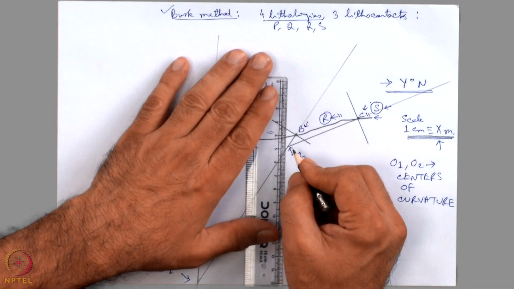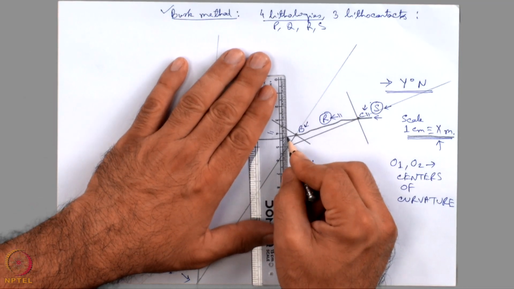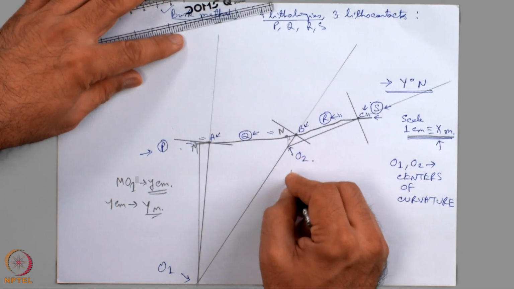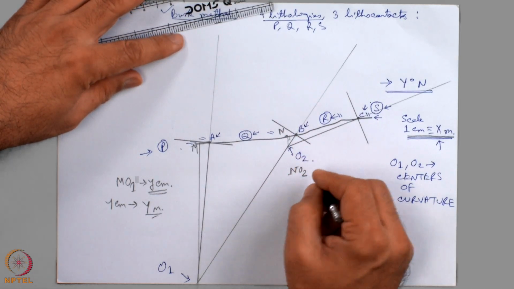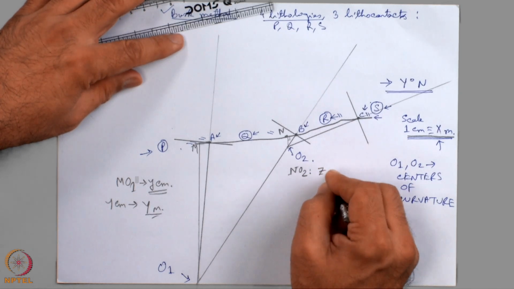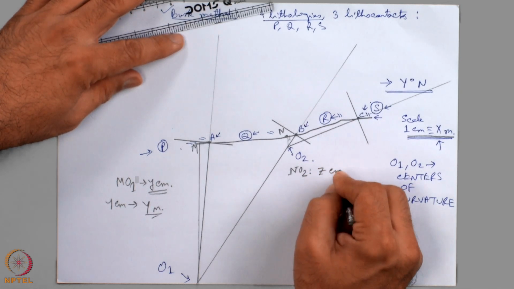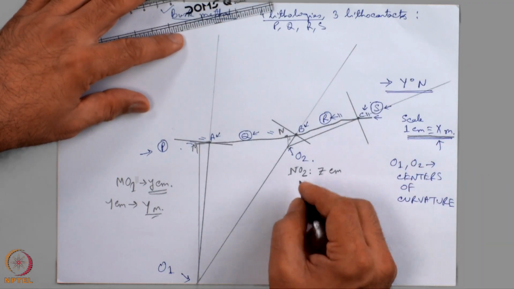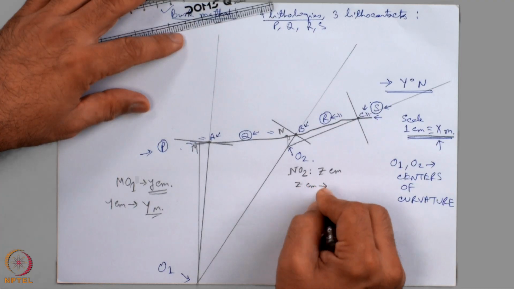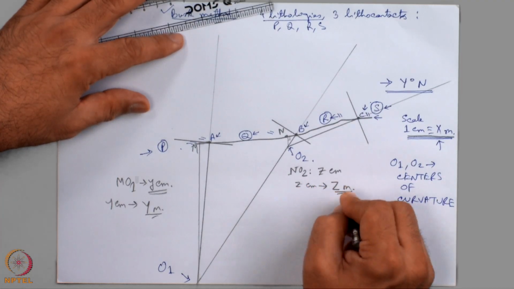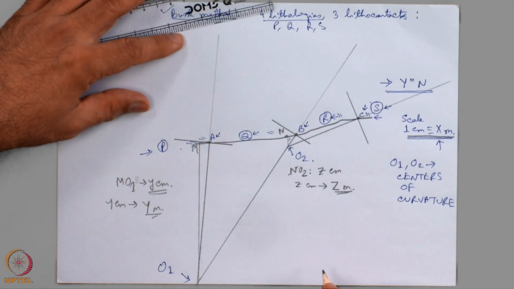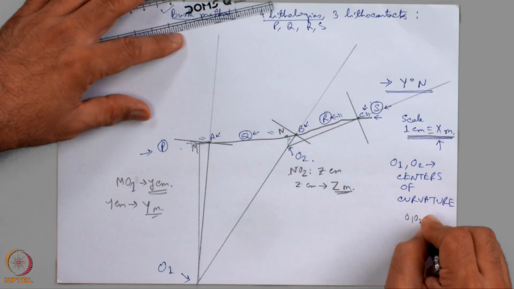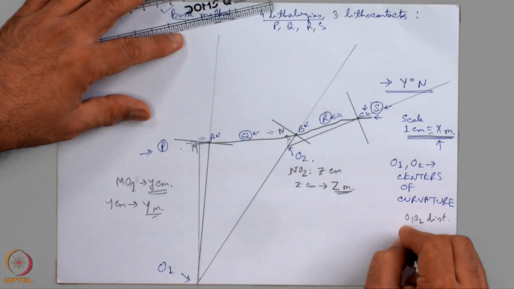From O2 I can drop a perpendicular line here and say this point is capital N, then NO2, suppose it is z centimeter, then if 1 centimeter is equivalent to x meter, then the small z centimeter is equivalent to capital Z meter. In this way the O2 depth can also be obtained, and one can also find out the O1 O2 distance vertically.